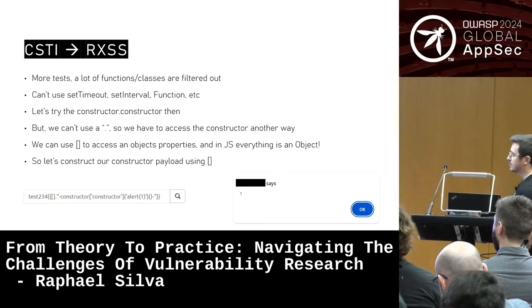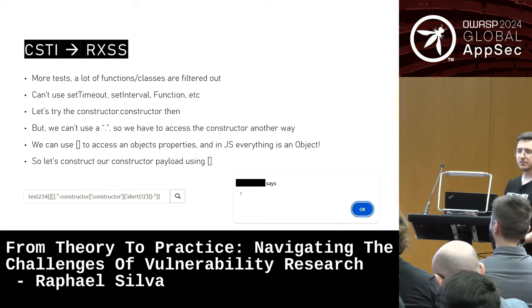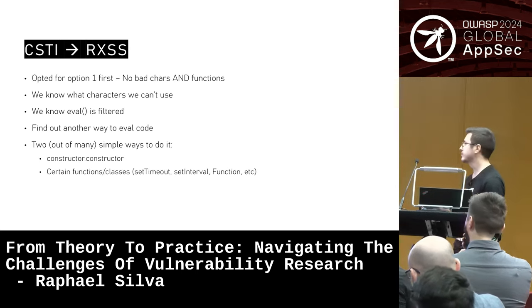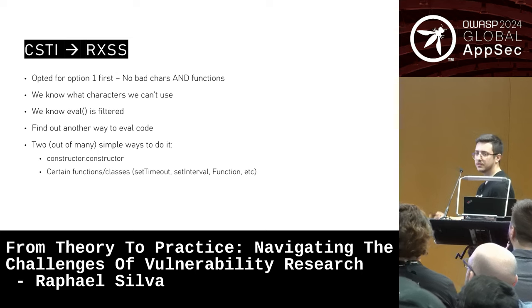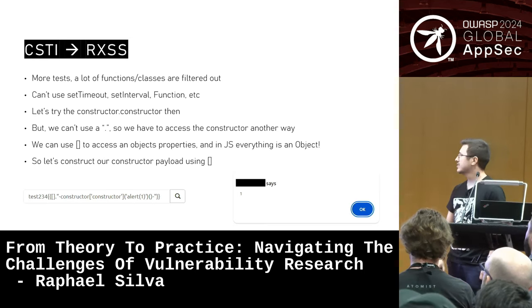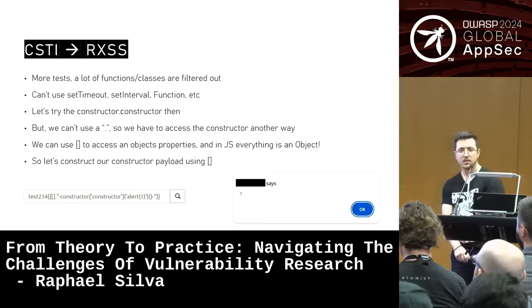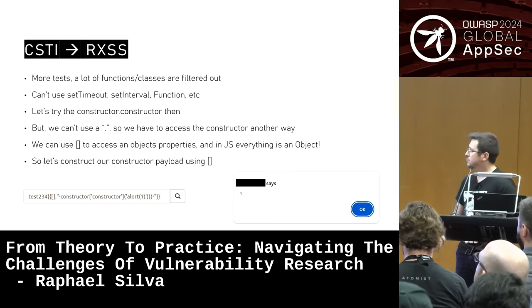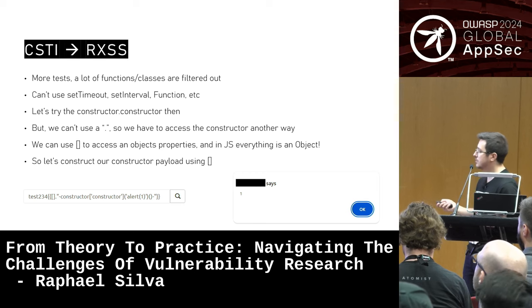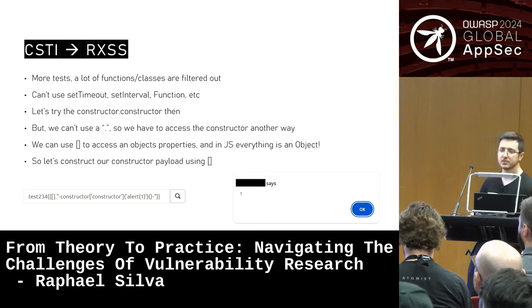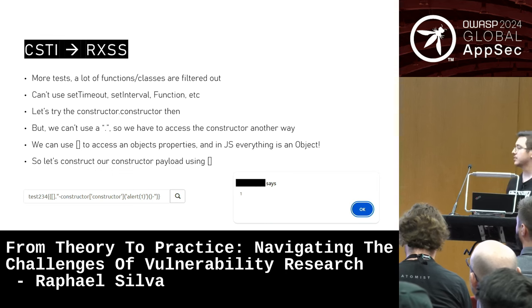We started testing this, and pretty much all of these functions were being filtered out. setInterval, we couldn't use. setTimeout, we also couldn't use. The Function class, we also couldn't use. So okay, let's just see the constructor.constructor, and let's try that. But remember that the dot was one of the bad characters we had. So what we had to do here was find another way to access this constructor property.